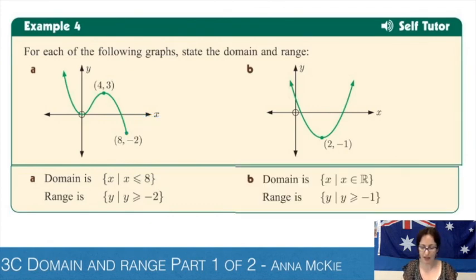And for our quadratic here, the domain, all real values of x, but y, the turning point there, the minimum, -1, all values greater than or equal to -1.